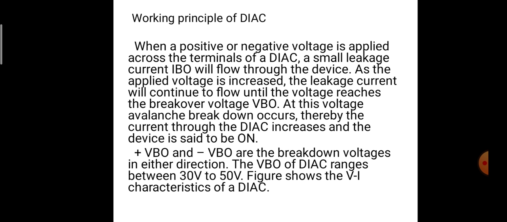Positive VBO and negative VBO are the breakdown voltages in either direction. The VBO of a diac ranges between 30 volts to 50 volts. The figure shows the VI characteristics of diac.